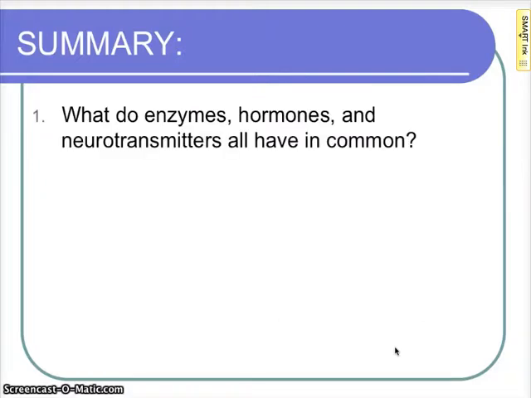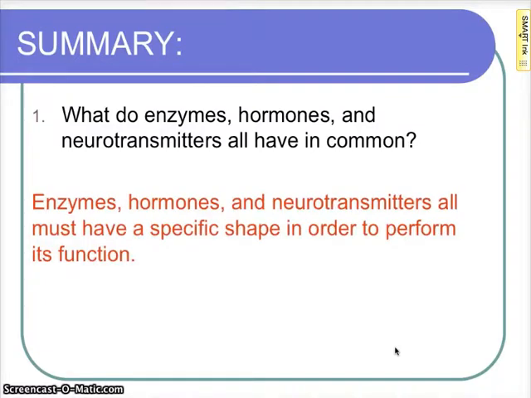Okay, so first question 1, what do those 3 things have in common? Hopefully you remembered that enzymes, hormones, and neurotransmitters all must have a specific shape in order to perform their function. If that shape doesn't work, unfortunately the function cannot happen and they won't be able to work properly. Question 2.